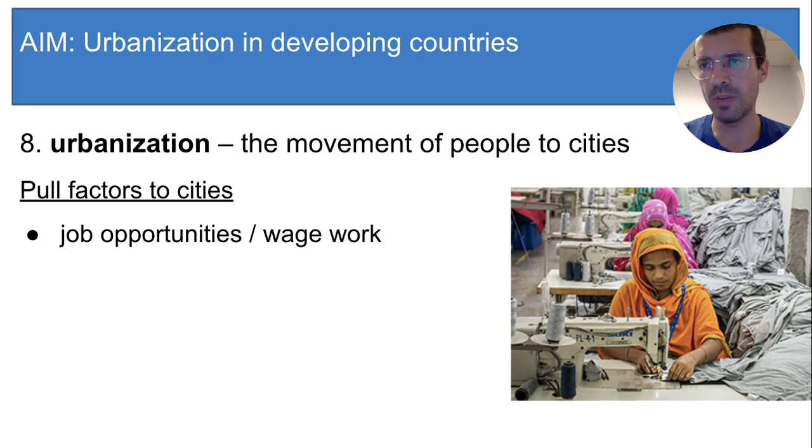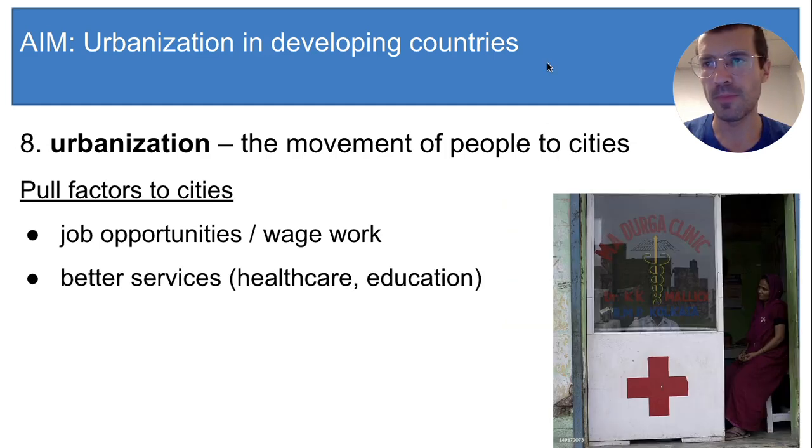In rural areas, people often struggle to earn a living as farmers, so they're attracted by the opportunity to work for a reliable wage, even if the wages are low. Another pull factor is better services like healthcare and education. As you'll see in class, services in big cities in the developing world are not the best, but they're still better than what many people are able to obtain in rural areas.